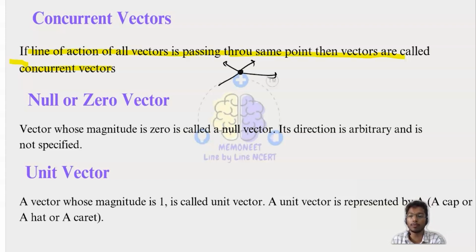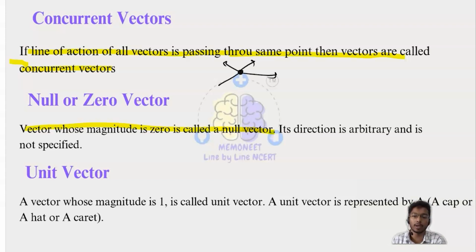Null vector or zero vector: the vector whose magnitude is zero is called a null vector. Its direction is arbitrary and is not specified. The vector which has zero magnitude is a null vector.